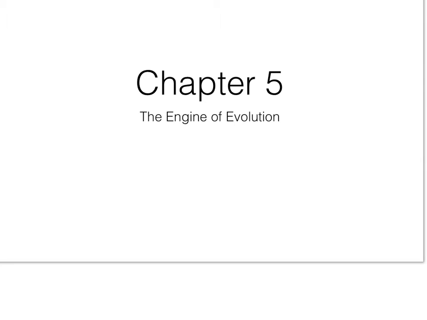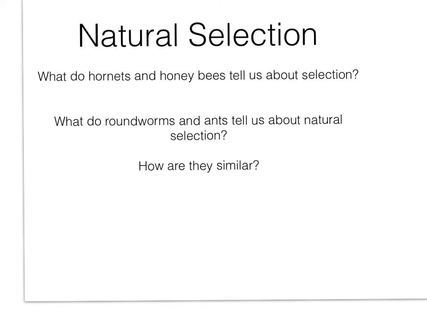Okay, so chapter 5, the engine of evolution. They open up the chapter. So Coyne opens up the chapter by talking about the Asian giant hornet and how it's evolved over time for the specific purpose of killing.